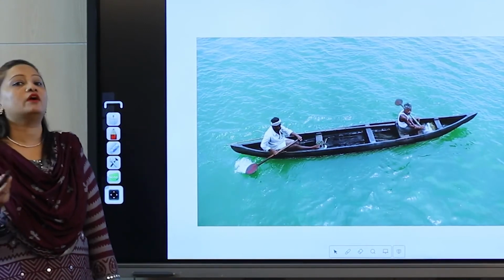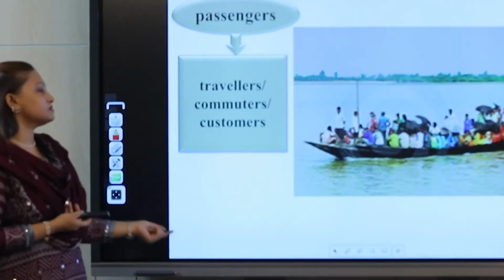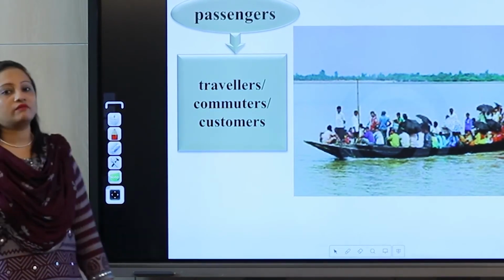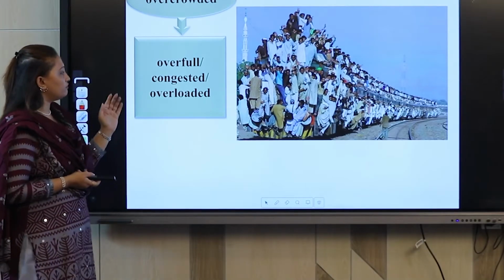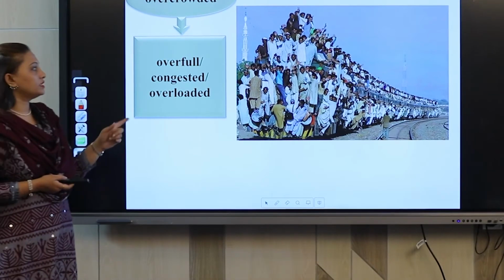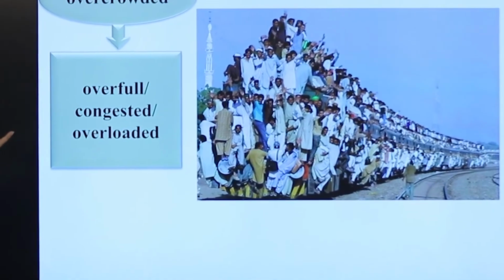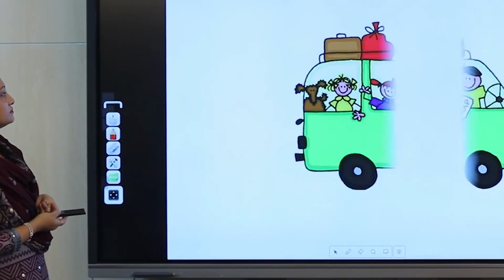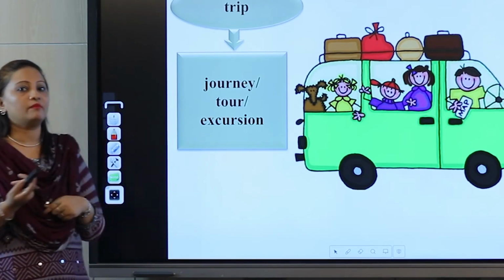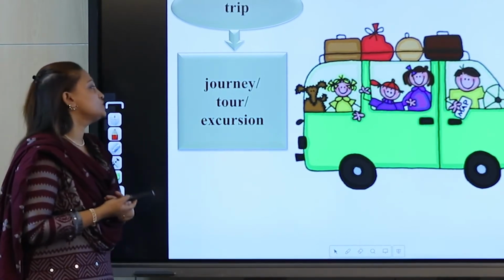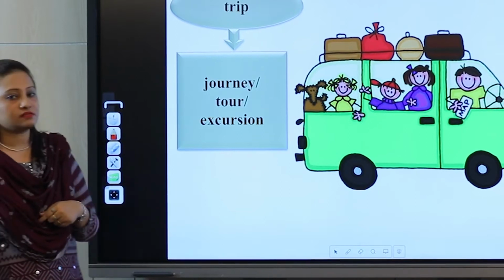In your book, it's page number 42. What is the meaning of passengers? Travelers, commuters, customers. If you can, write down the meanings as well. What is the meaning of overcrowded? Overfull, congested, overloaded. There are lots of people, they are smiling. This is the condition of rail in Bangladesh. What is the meaning of trip? I think all of you know this word and are very familiar with it. Trip means journey, tour, excursion. These are the hard words from this lesson, lesson 1.